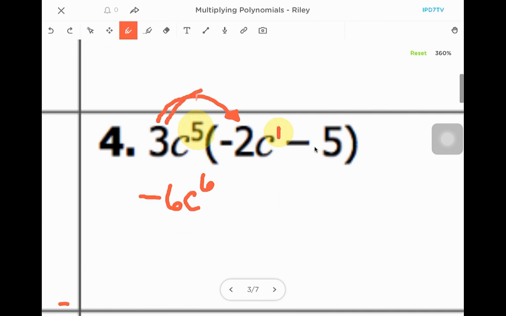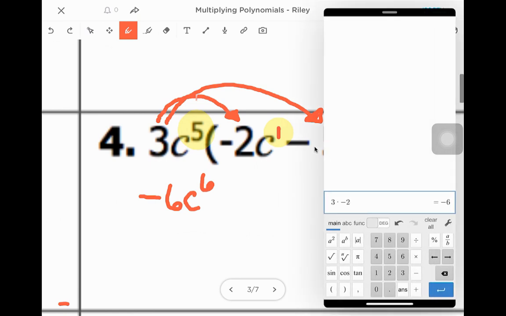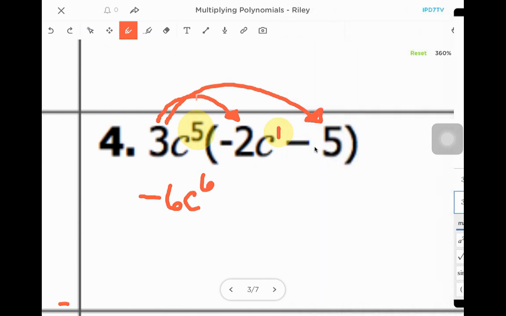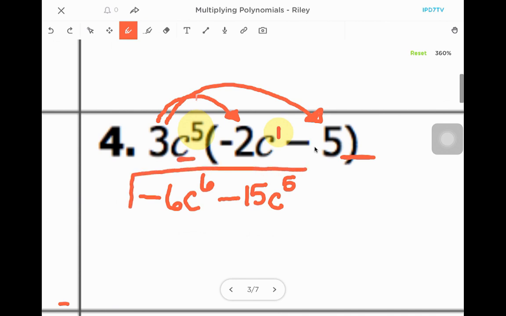Distribute my 3c to the 5th power. Okay, multiply my numbers first. 3 times negative 5. If I don't know that off the top of my head, I can do 3 times negative 5. Gets me a negative 15. So minus 15. I don't have any variables back here, so I'm just going to keep c to the 5th power, what it was originally over here. I can't combine any like terms, so this is my final answer.